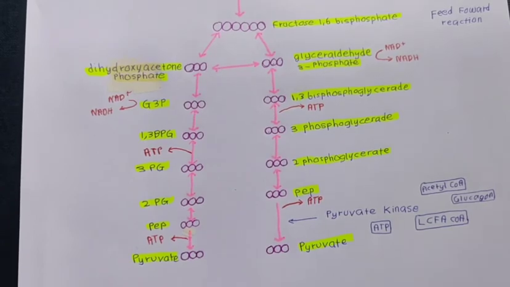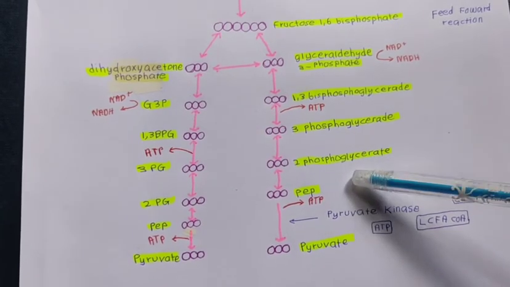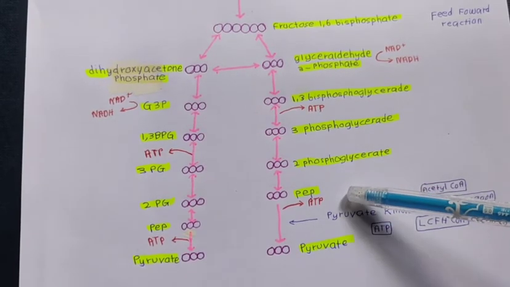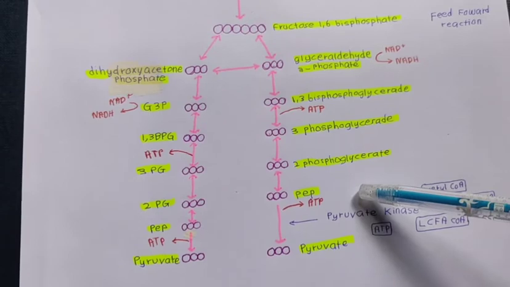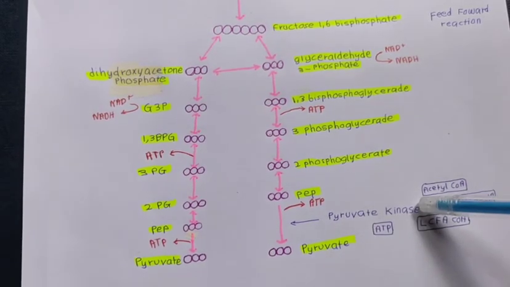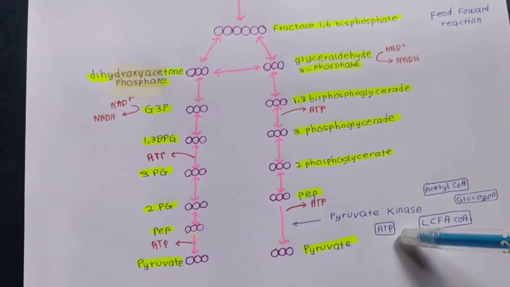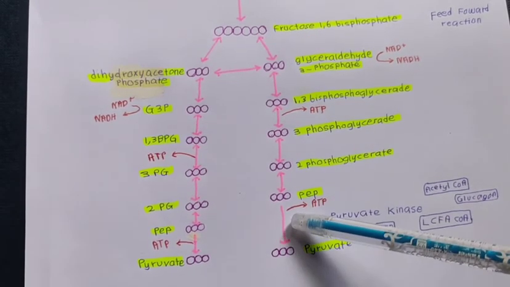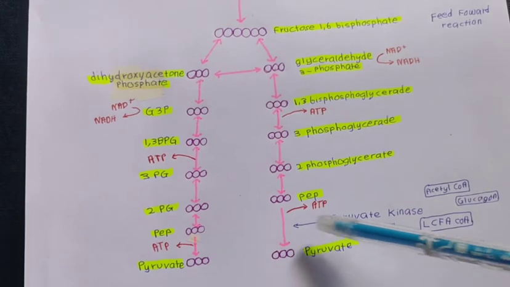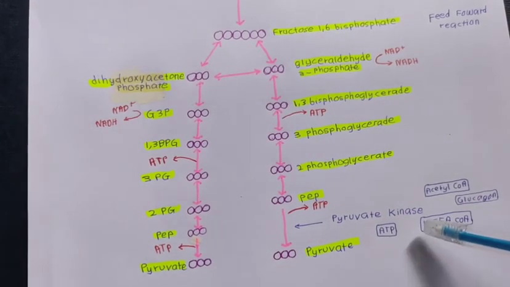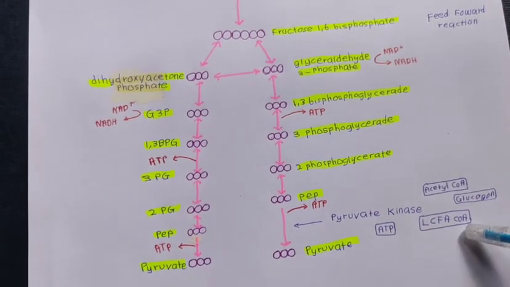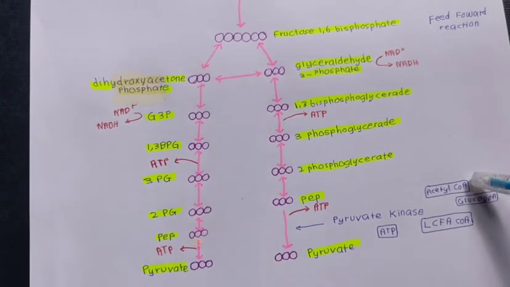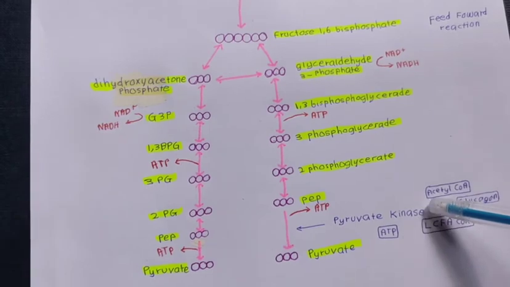Then we look at this process when PEP was converted into pyruvate. At this process, the ATP was produced and the enzyme used in this process is pyruvate kinase. So here, the ATP can stimulate the pyruvate kinase to increase this process. Also, LCFA-CoA and glucagon and acetyl-CoA can be used to stimulate the pyruvate kinase.